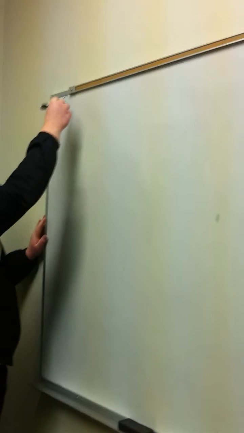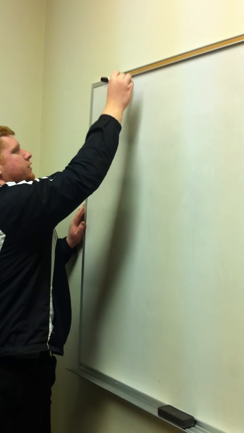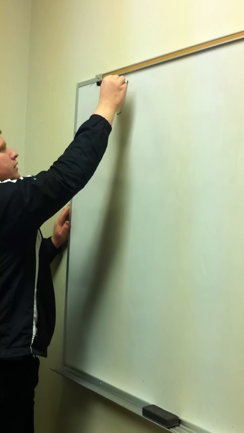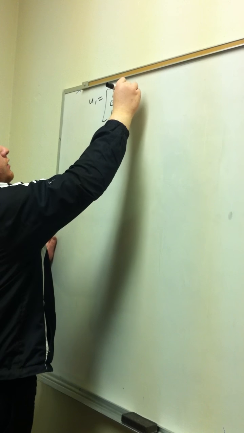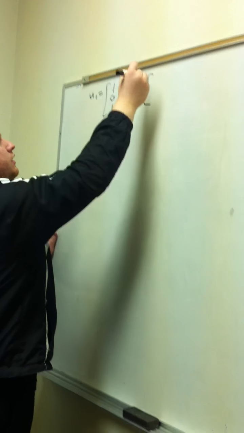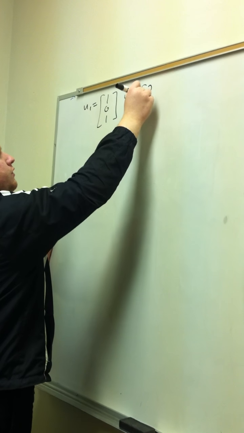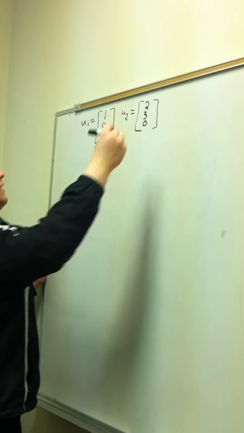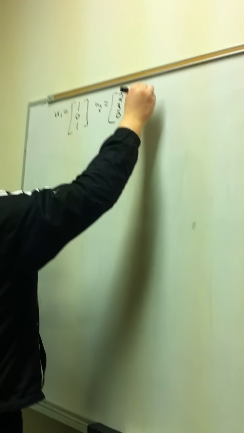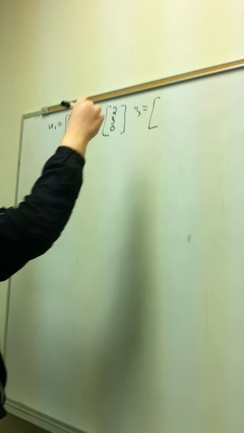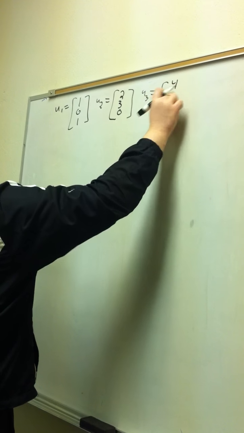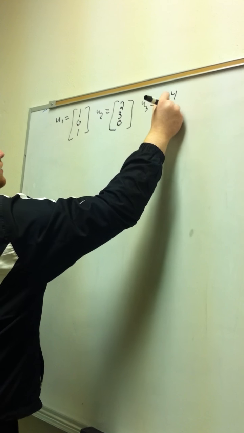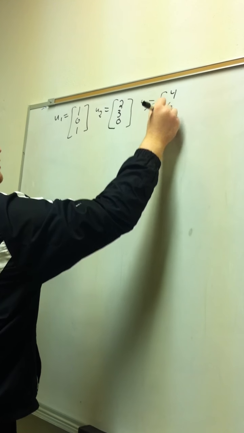Alright, so let's say we have three vectors. U1 is equal to 1, 0, 1. U2 is equal to 2, 3, 0. And then U3 is equal to 4, 6, and 2.